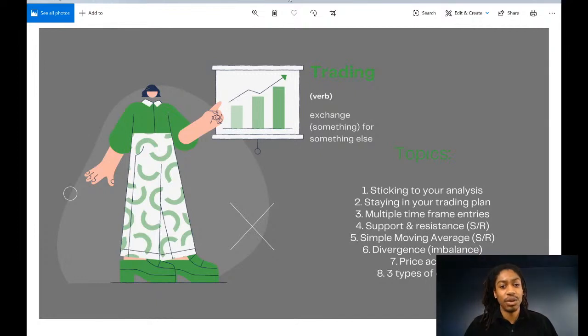The next thing here, we know what trading is. It's an exchange of things. So we know when we trade ourselves, we are exchanging one currency for another, which is a pretty basic concept. We know how that all works.